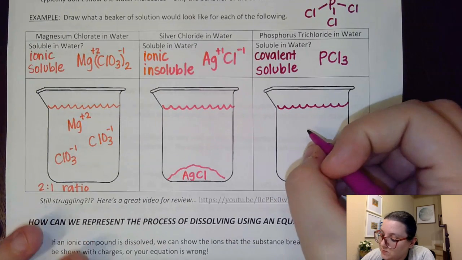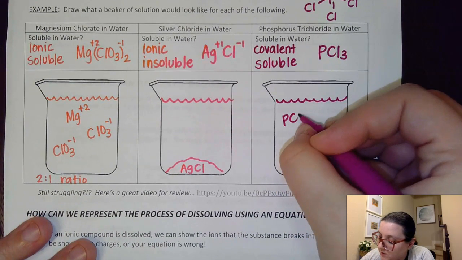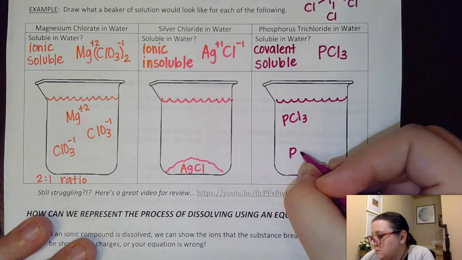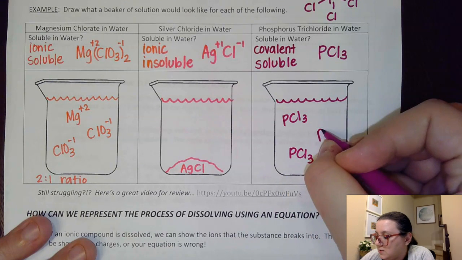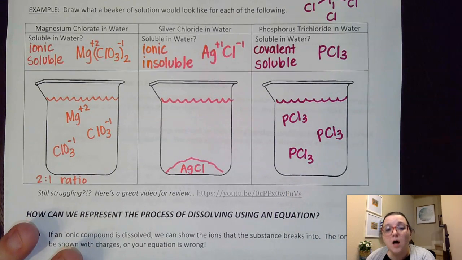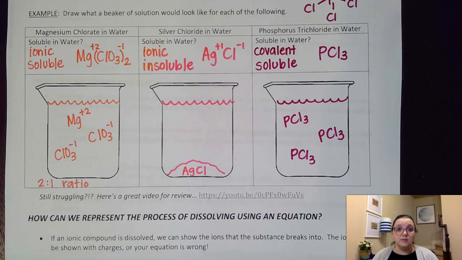So to show that in here, I'm just going to leave the PCl3 together, and I'm going to put, hey, I've got some PCl3, some PCl3, some PCl3. This does not dissociate into ions. It is dissolved, so it's in the solution, but it doesn't split into those ions. It sticks together because it's covalent. All right, so this is one way on a grand scale we could represent what solutions might look like.